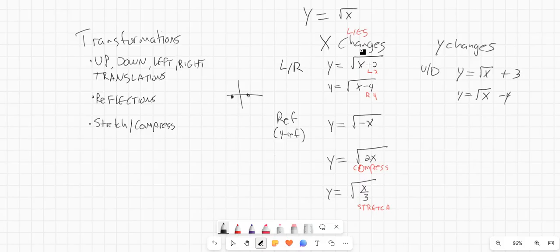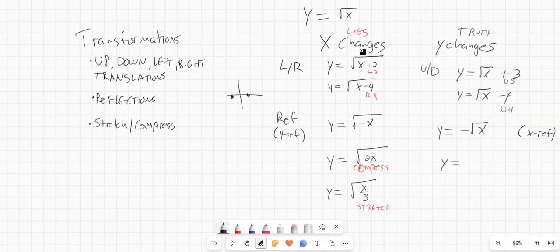or minus 4. And this one tells the truth. Lies, truth. This is what you think would happen. This one's actually up 3, and this one's down 4. Reflections. The negative isn't inside, it's outside the function. And that reflection, that's when you change the y, that's an x reflection.